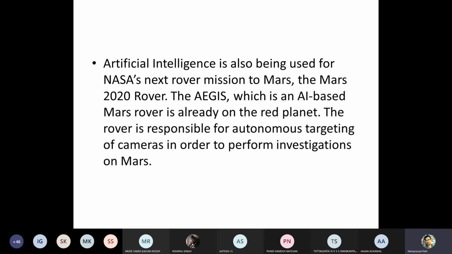Artificial intelligence is also being used for NASA's next rover mission to Mars. Okay, so they planned it in 2020, that is the Mars 2020 rover. The AEGIS, which is an AI-based Mars rover system, is already on the radar. The rover is responsible for autonomous targeting of cameras in order to perform investigations on Mars.